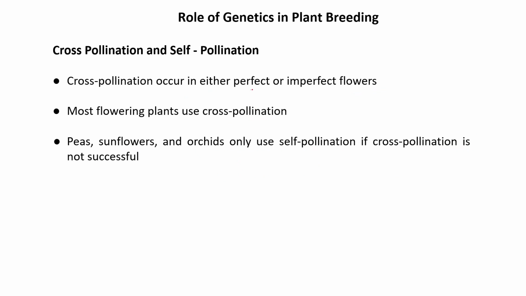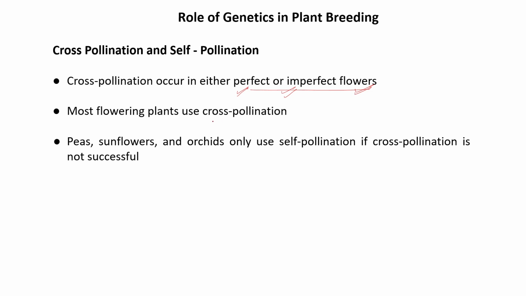Cross-pollination occurs in either perfect or imperfect flowers. Generally the flowers are imperfect, meaning the male flower is different and the female flower is different, right? That is why they are called imperfect. But sometimes they are perfect also, that is, male and female parts are present on the same flower. Both reproductive parts are present on the same flower. But sometimes they are unisexual flowers also.